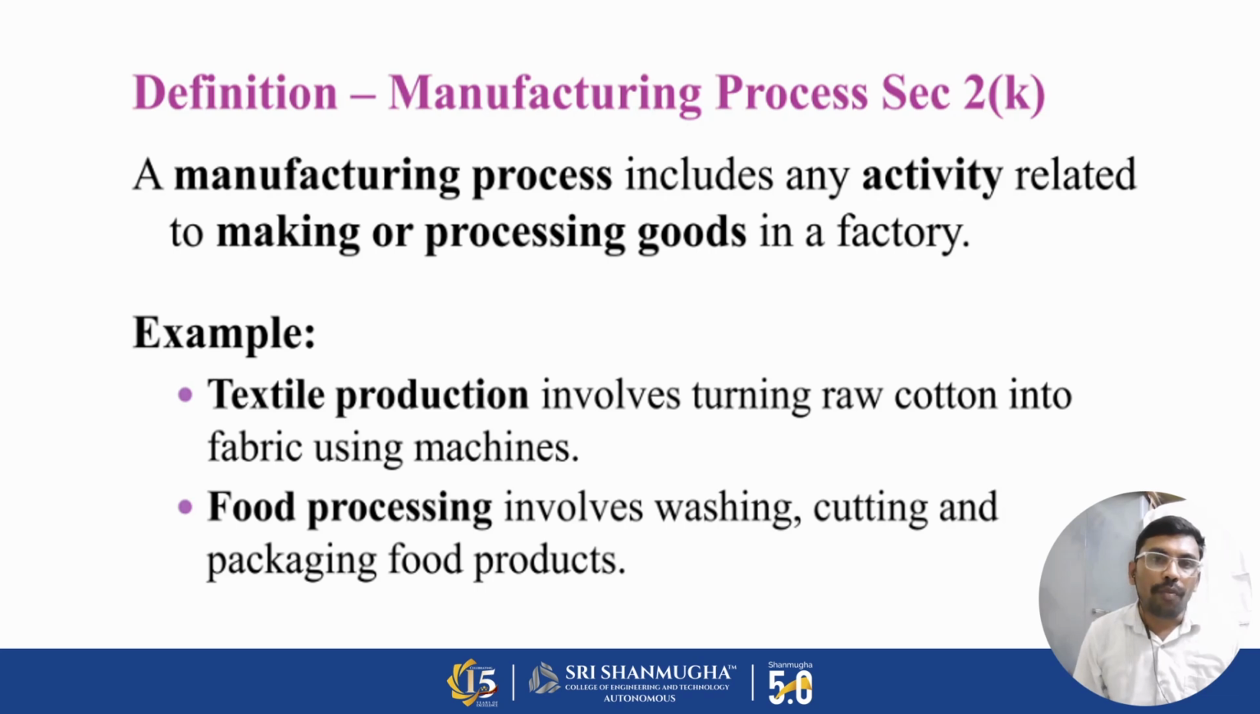So what is the definition of manufacturing process? It comes under Section 2(k). The definition of manufacturing process is based on the Indian Factories Act 1948. It includes any activity related to making or processing goods inside the factory. For example, textile production involves turning raw cotton into fabric using machines. Food processing means washing, cutting and packaging food products. In the steel industry, it means melting and making iron and cutting it into small pieces. These are the manufacturing processes.